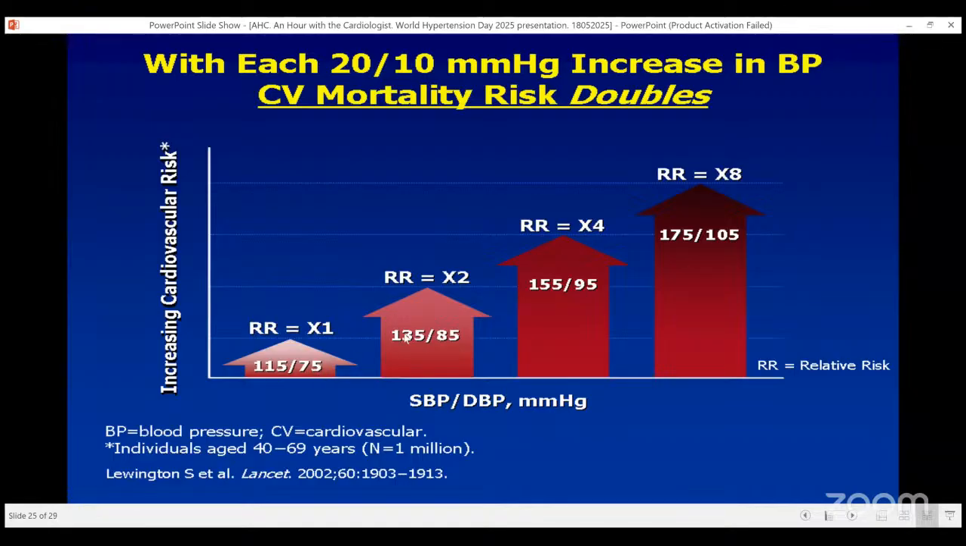So somebody that is having a blood pressure of 135/85 is twice at risk of having a cardiovascular related death compared with somebody that is having a blood pressure of 115/75. Somebody that is having a blood pressure of 155/95 is 4 times at risk, and it goes on and on and on. If we know this thing, then we can do something about it. Knowledge is power if we act on it.